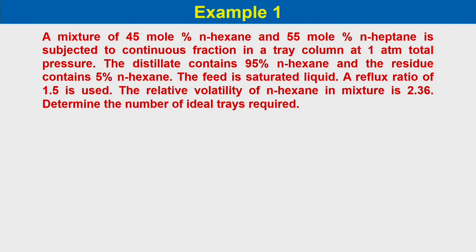Now, let us take an example. A mixture of 45 mole percent N-hexane and 55 mole percent N-heptane is subjected to continuous fractionation in a tray column at 1 atmosphere total pressure. The distillate contains 95% N-hexane and the residue contains 5% N-hexane. The feed is saturated liquid. A reflux ratio of 1.5 is used. The relative volatility of N-hexane in the mixture is 2.36. Now, we have to determine the number of ideal trays required.